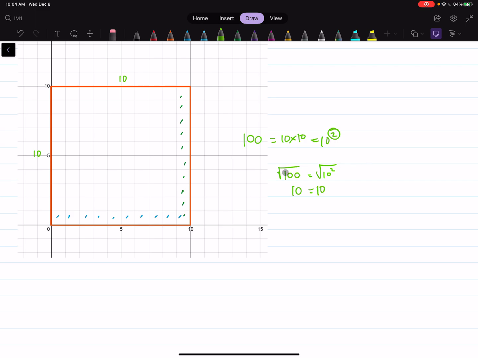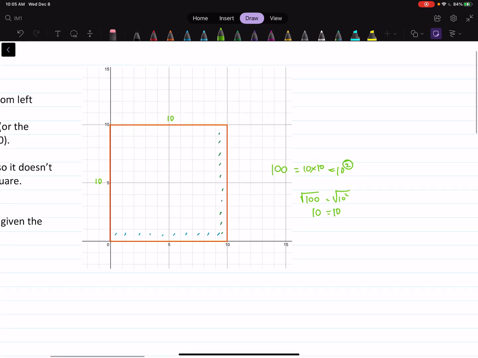So how do we get the length of a square with an area given? Take the square root, and it gives you the length of the square. And remember, we also learned how to undo the square. We take the square root of it, because square rooting it will give you the length of the square.